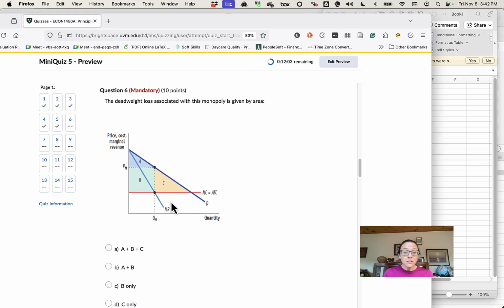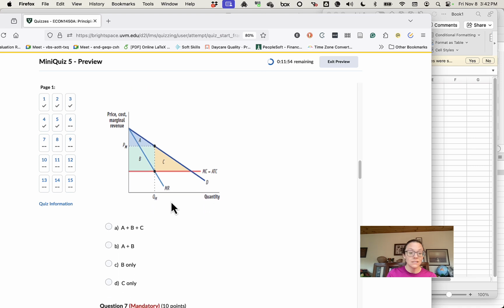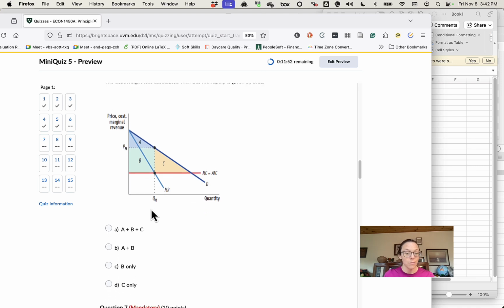Now we've got a deadweight loss question. I hope you all nailed this. So here we have a monopolist. What's different about this versus our earlier ones is that we've made their marginal cost completely constant, such that the marginal cost and the average total cost are the same. This is just a simplification, but it makes it a little easier to see all the shapes.